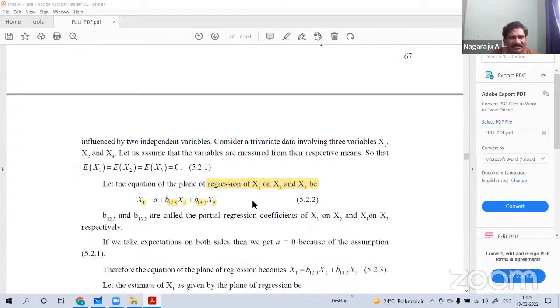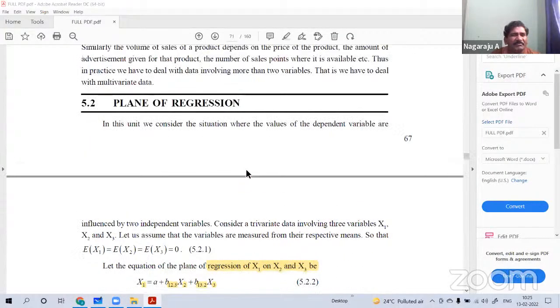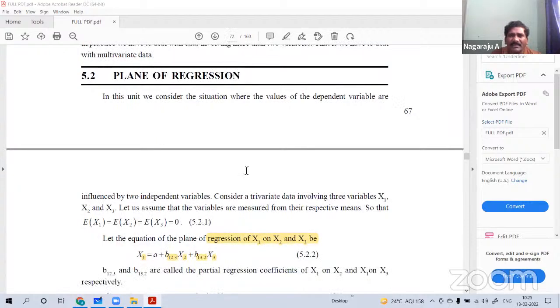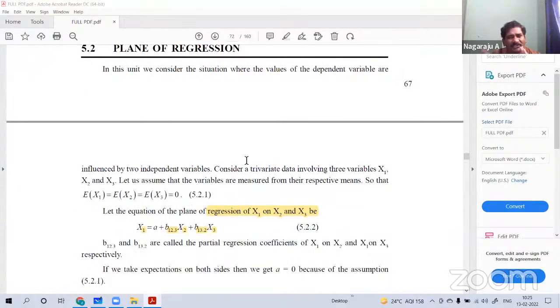Regression. The plane of regression, how it will exist. That is the overall idea we can get of how x1 depends on the other two variables.